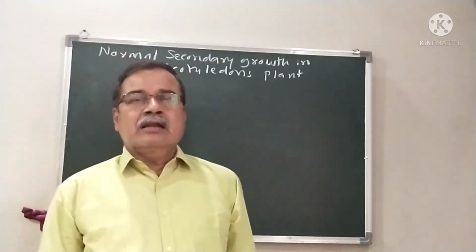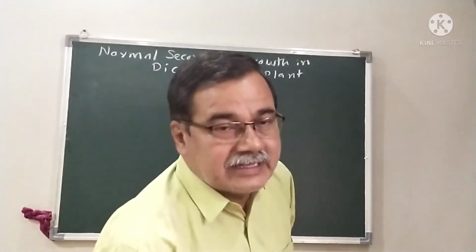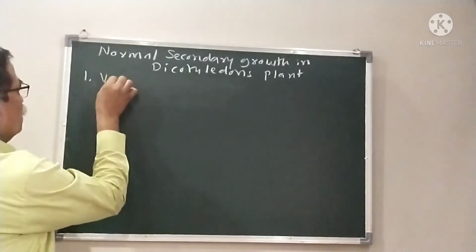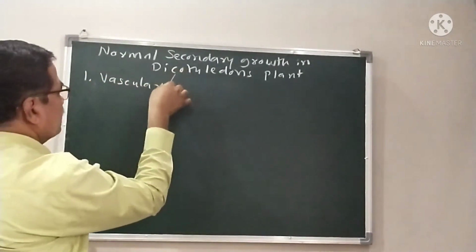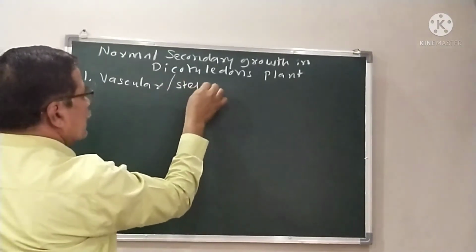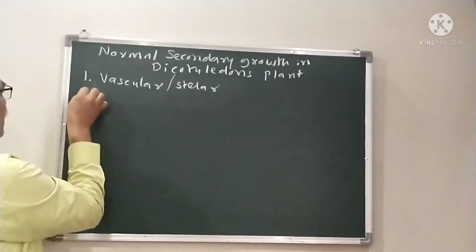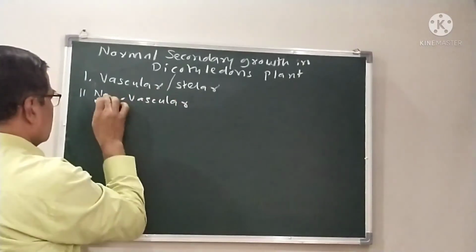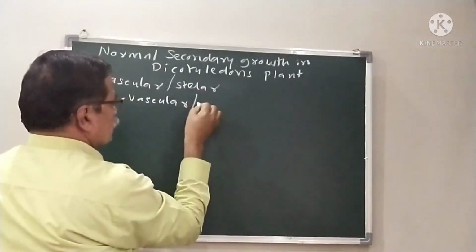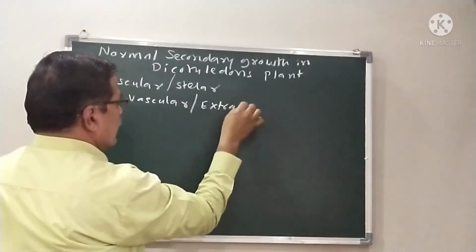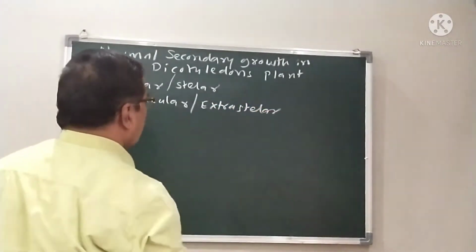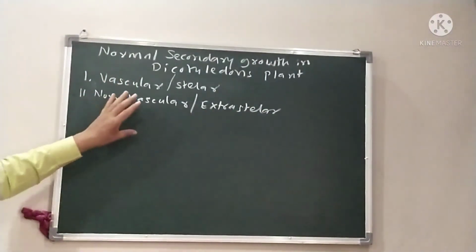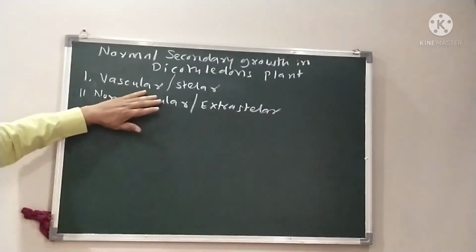Here, in a dicot plant, normal secondary growth takes place in two ways. First way, vascular development, also known as the stellar development. Second one, non-vascular development, also known as the extrastellar development. Non-vascular or extrastellar development, which consists of the epidermis and the cortex, we are going to see later on.